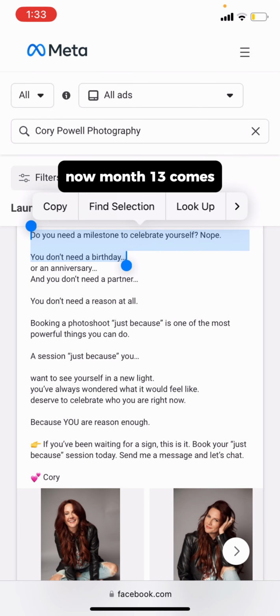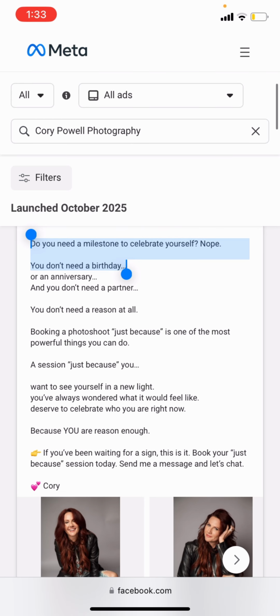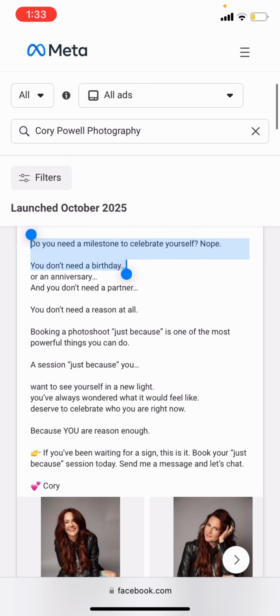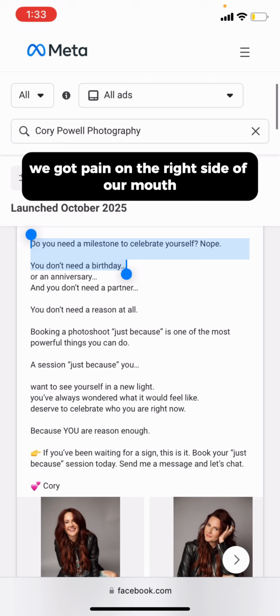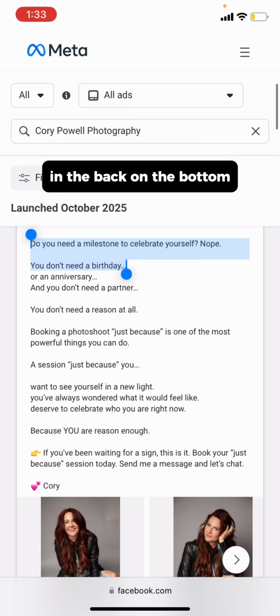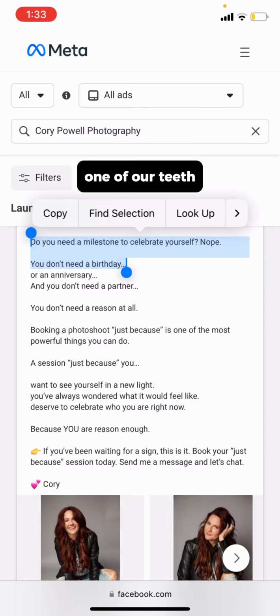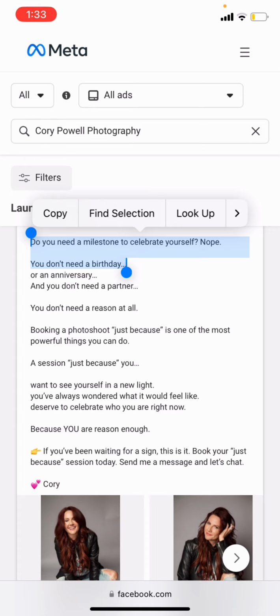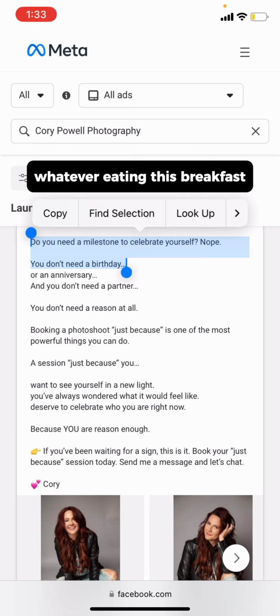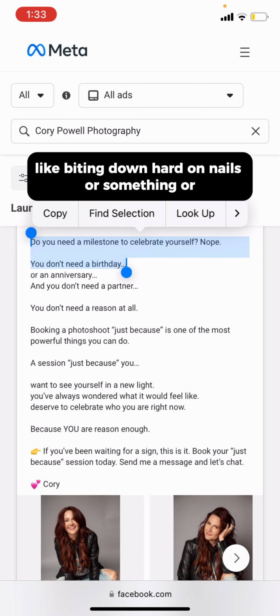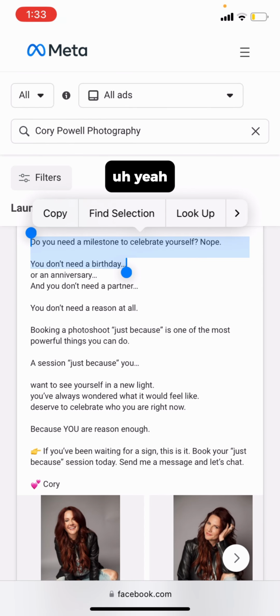Now month 13 comes, and we're near the end of month 13, and we're eating breakfast one day, and dude, every bite we got pain on the right side of our mouth, in the back, on the bottom. Pain, pain, pain. One of our molars back there, one of our teeth. Like, oh my God, dude, it's killing me eating this breakfast. It's like eating nails, like biting down hard on nails or something. Yeah, I got a lot of pain over there.